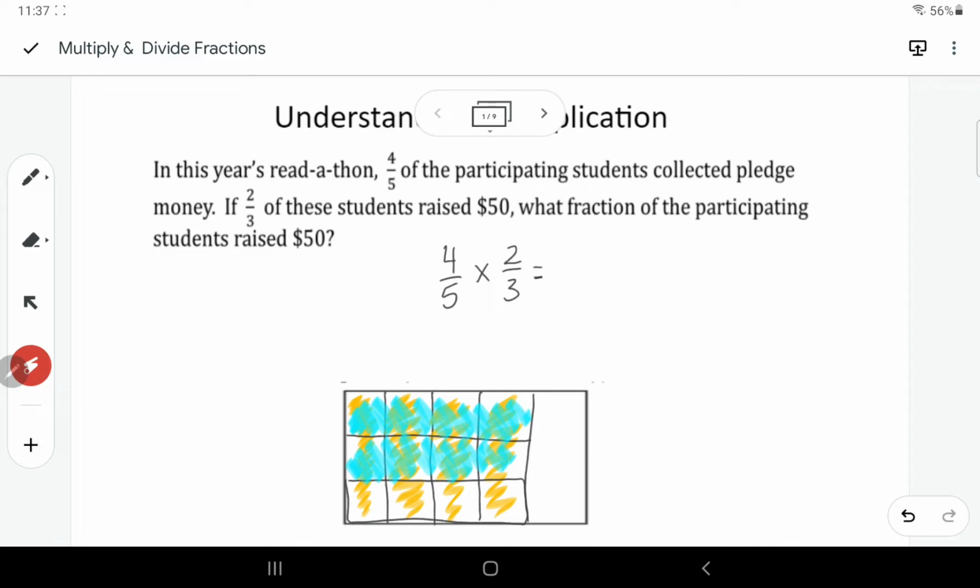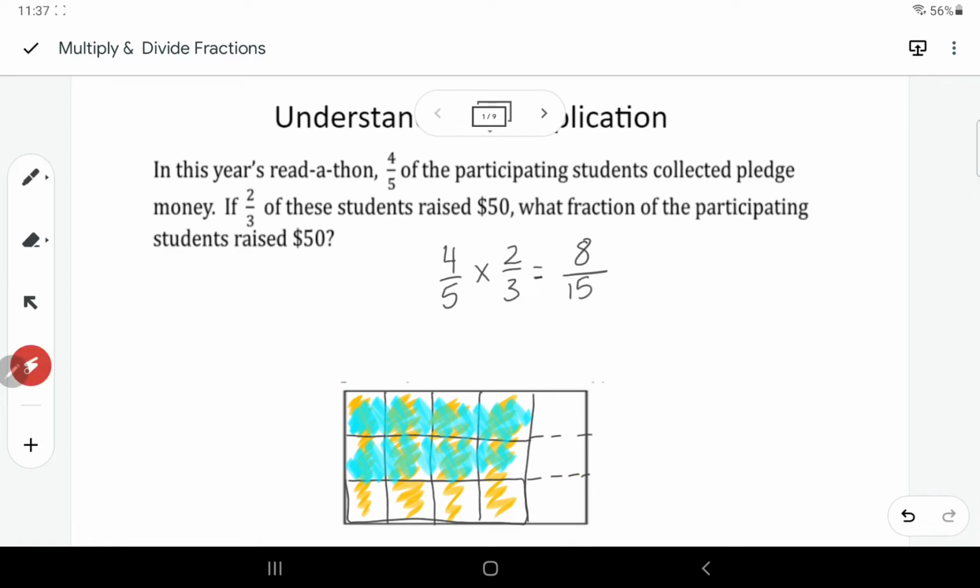So let's count how many altogether this would be. Of the ones that are highlighted on both, it's 1, 2, 3, 4, 5, 6, 7, 8 sections. So there's 8 sections out of how many sections? If we make sections of the whole shape that are all the same size, I see I've got 5, 10, and 15 sections altogether. So 8 out of 15.